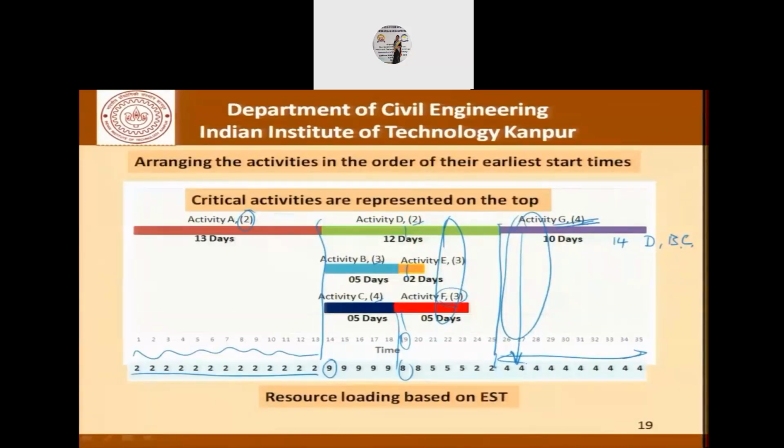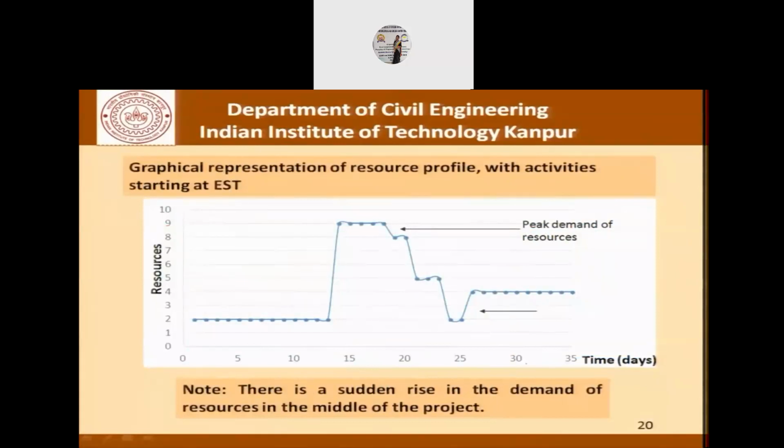This is a scenario for starting all the activities on their earliest starting times. Now, if we represent this labor deployment on the time axis, this is what we get. So we have 2 people here, increases to 9 here, goes to 8, 5, drops to 2, and then goes back to 4. What we have to see is whether this is the most desirable form of labor deployment or not. In order to be able to do that, let's try something else.